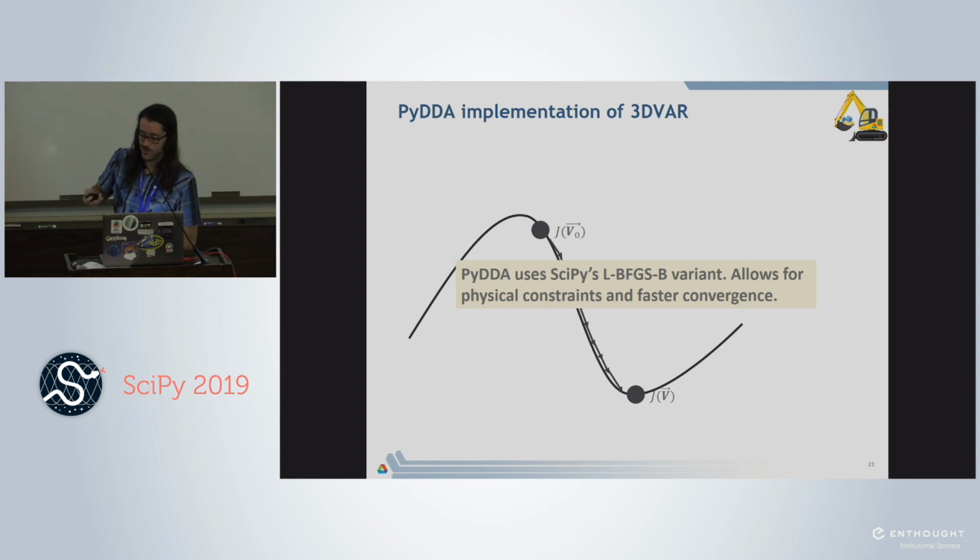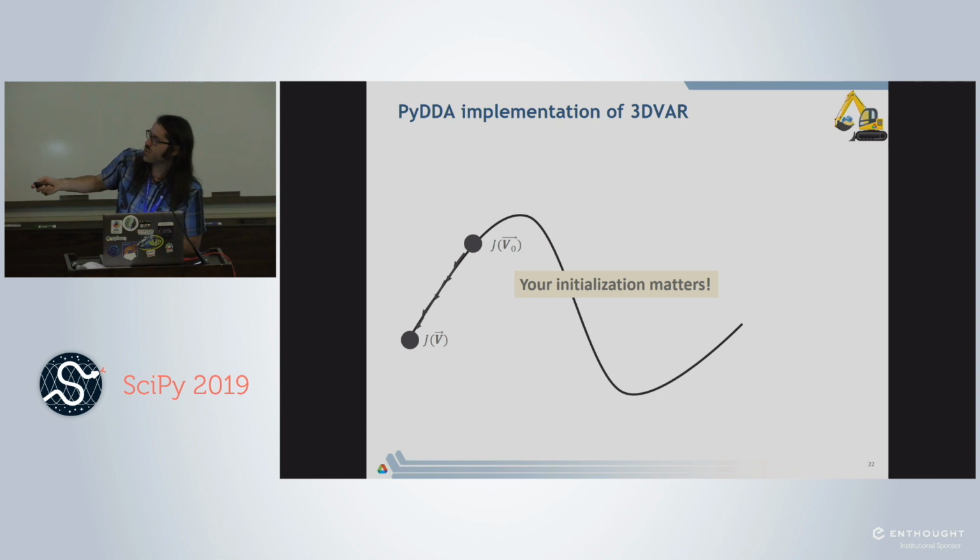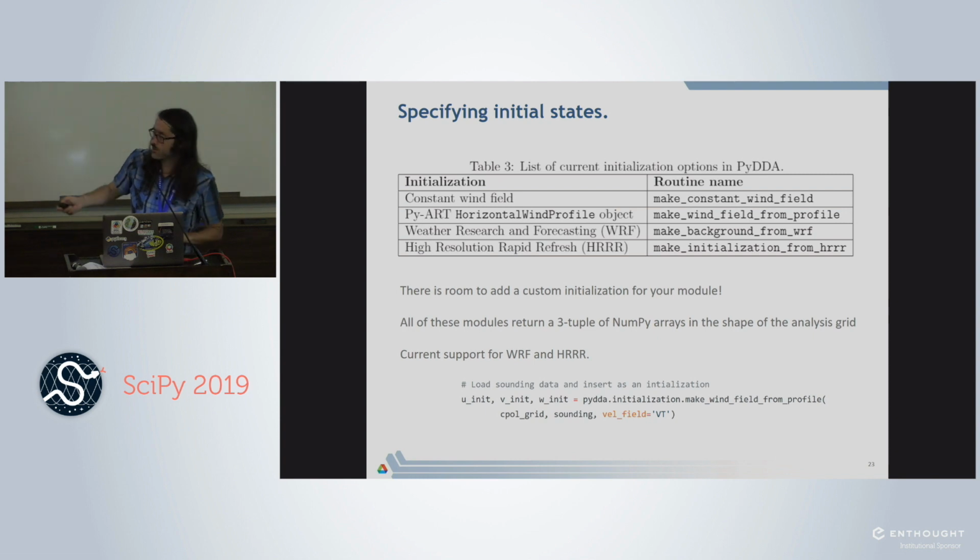I also want to get into the fact that your initialization might matter. For example, if you start over on this end of the curve, the reverse direction of the gradient gets you down here, not down here. So you could have a completely different wind field and not even intend to have it. That's why we have an initialization module where we can specify the differing initializations that we can feed into the module.